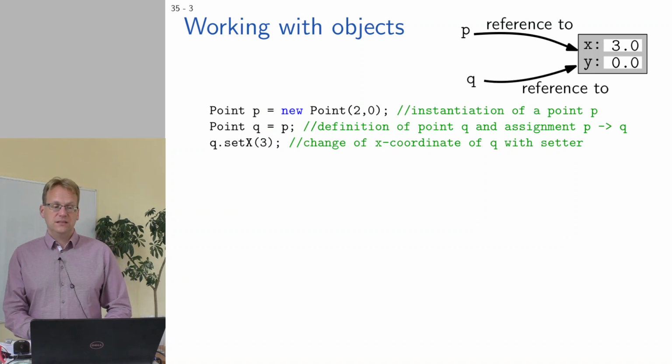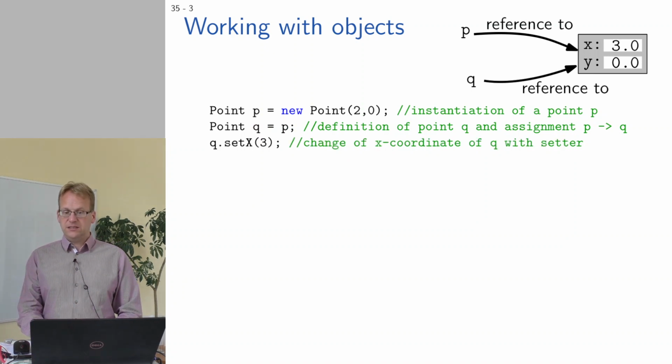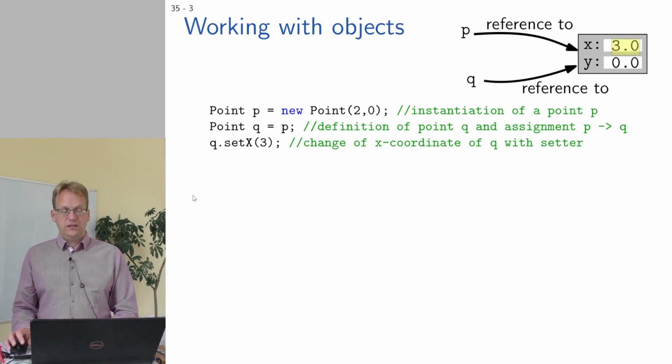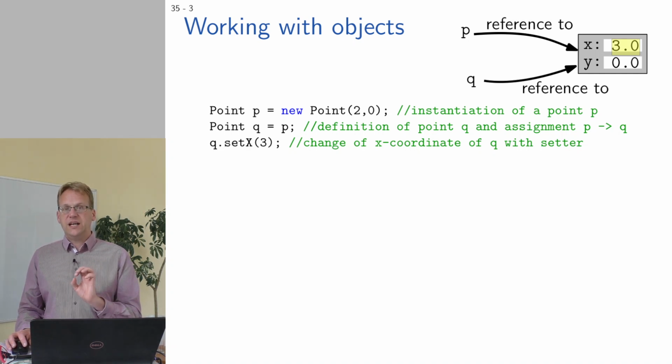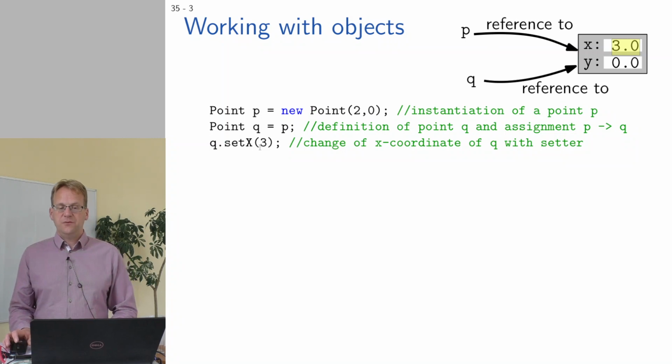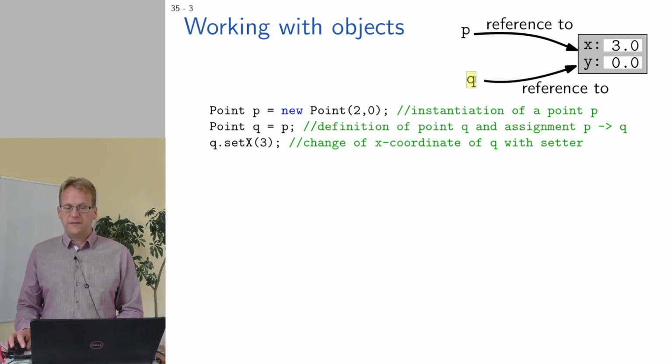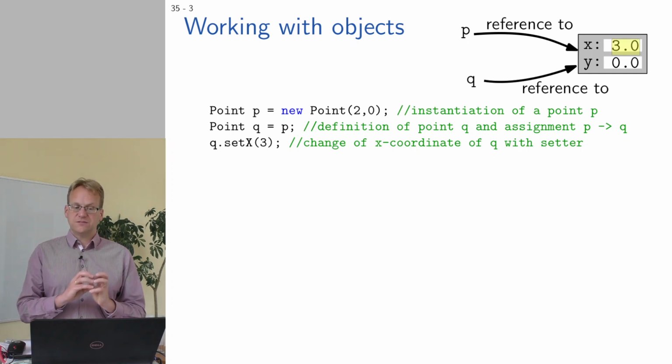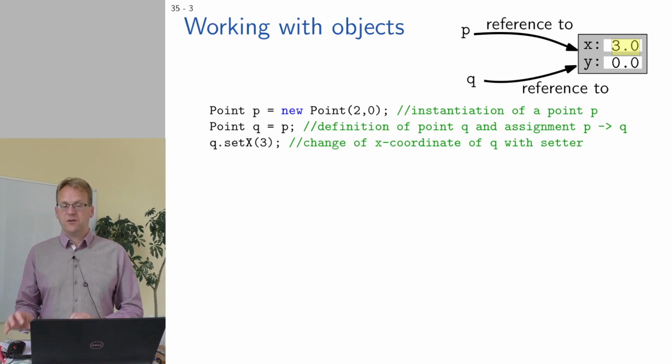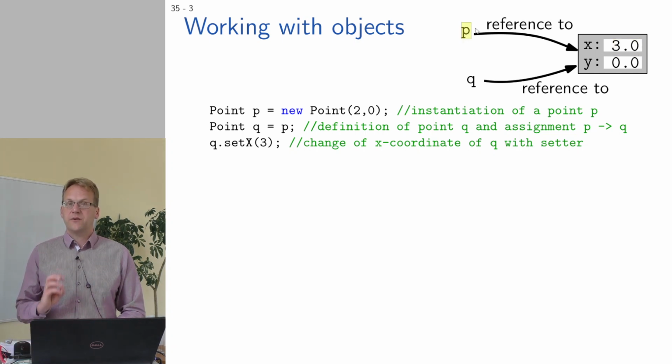And afterwards, if we now set the x coordinate, so you see the change happening here, we call point q, please set your x coordinate to 3. And what is happening then, in fact, is we look at the variable q, we find out what is the point object in the memory that this variable q is referring to, and for that point object the coordinate is changed from 2 to 3. And accordingly, for the point object p, the coordinate has changed as well.